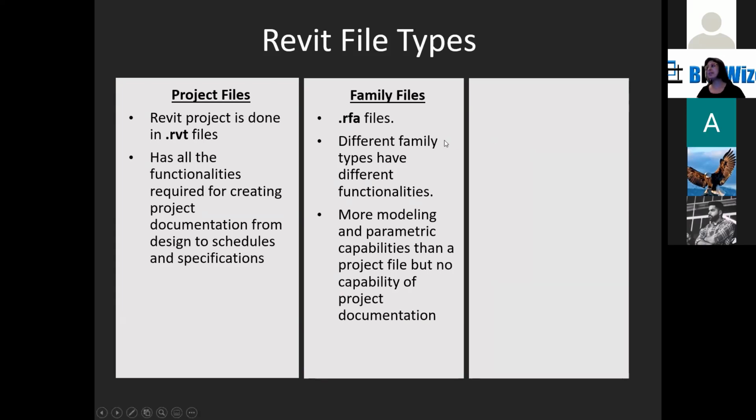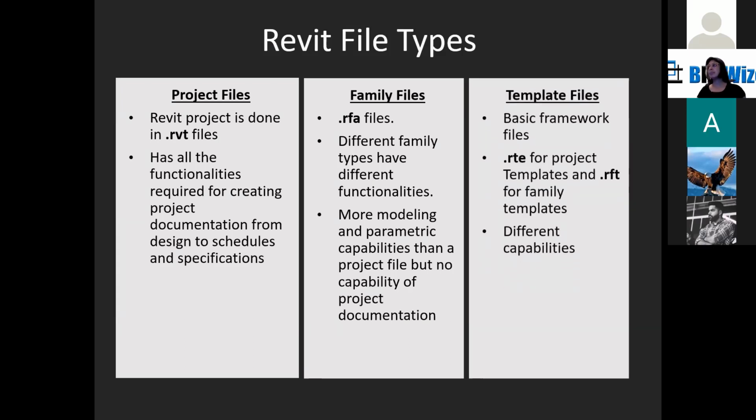RFA are the family files. For now, let's consider families as the 3-dimensional equivalent of the dynamic blocks that we use in AutoCAD. As we go further, you will see that it's much more than a block, but for now, a family is very similar to a block. Next are the template files. These files are of 2 different types: RTE for project template and RFT for family template.